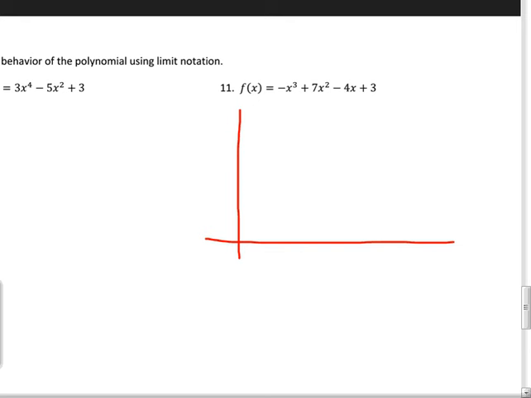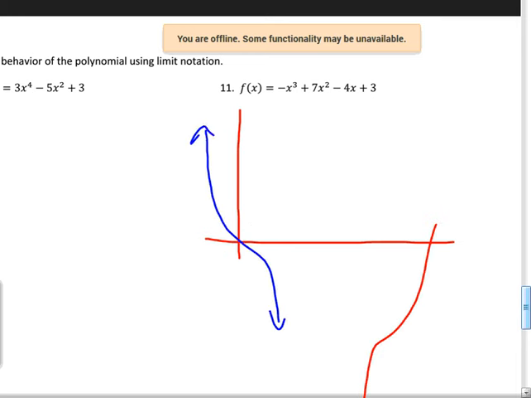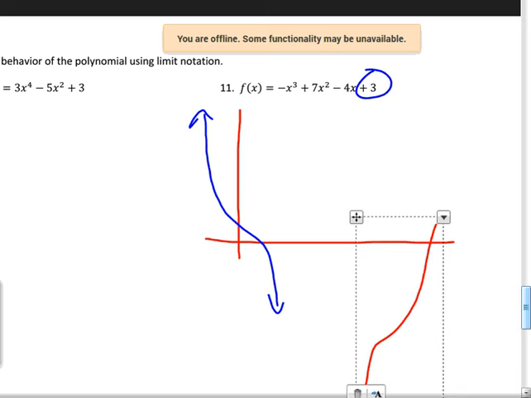All right, so basically negative x to the third means, first of all, x to the third looks like this, right? And negative x to the third is flipped, so it's going to look more like this. Then it's got a y-intercept of 3, so that means it's got to be up a little bit. So basically it sort of looks like that. There's my sketch. Now, how do I say the end behavior with limit notation? That's the only part you'll probably learn more tomorrow than today.